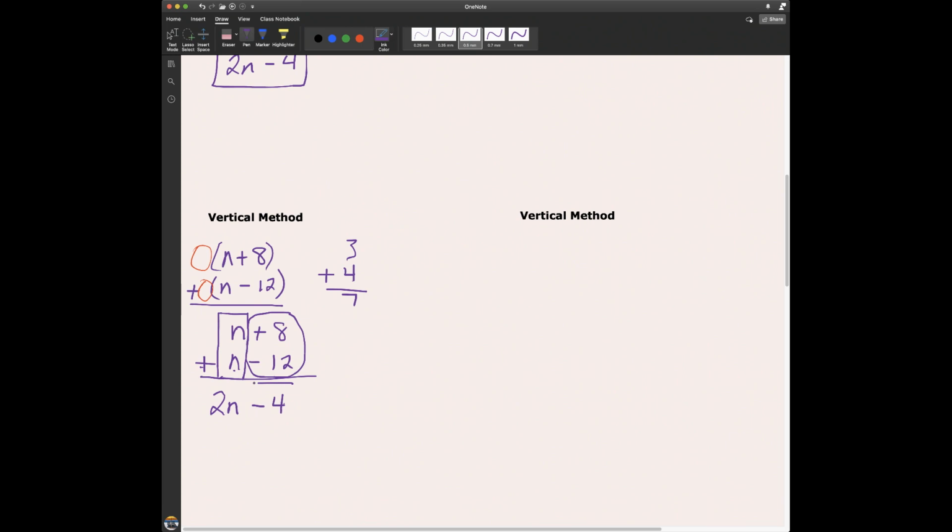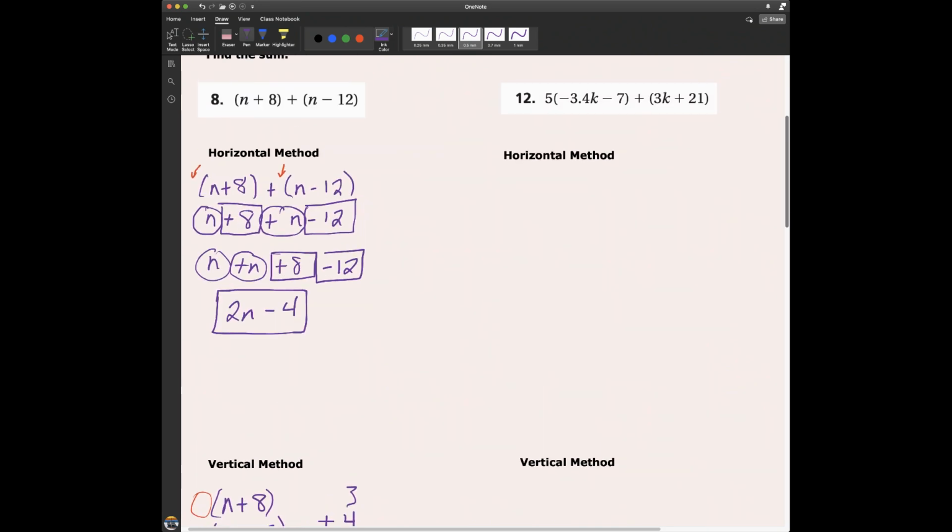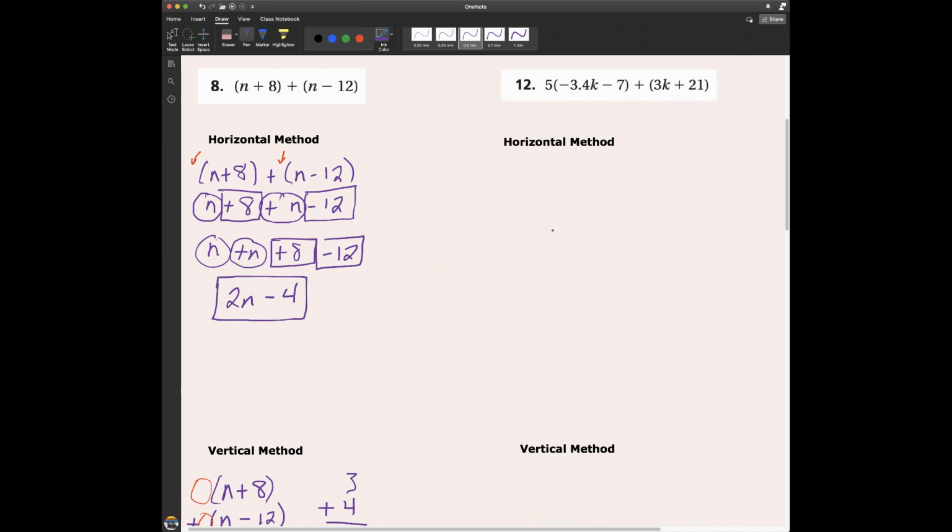Okay, so some students like using this vertical method instead of the horizontal method. Either one works, you get the same answer. So I leave it to you to figure out which one might be simpler for you to use. Which one do you feel more comfortable using? All right, now let's go back up here and let's look at problem 12.